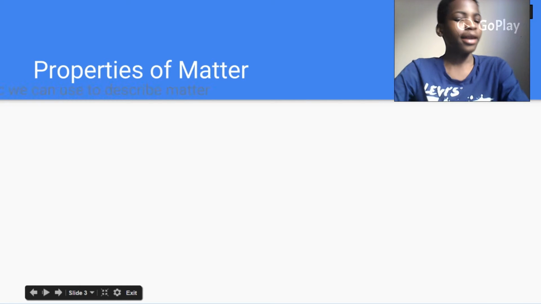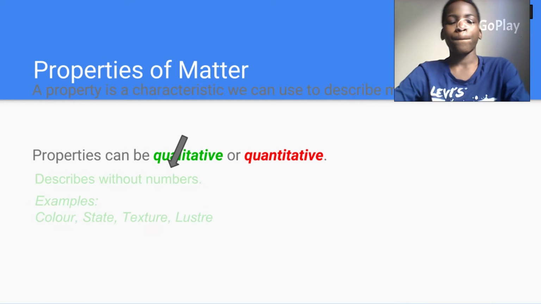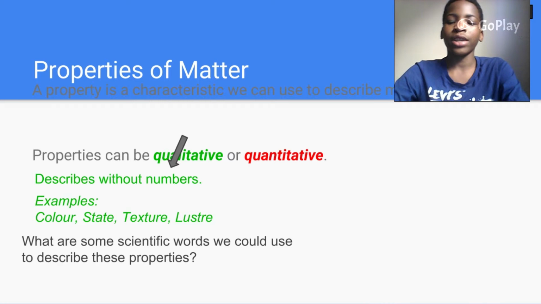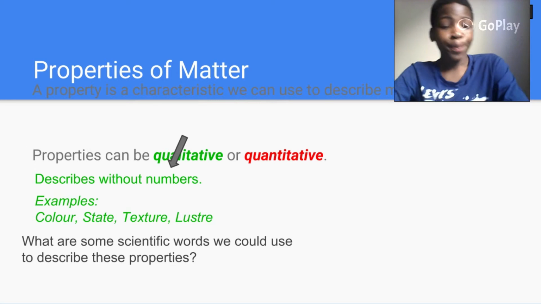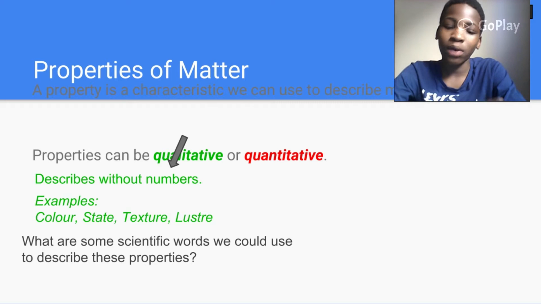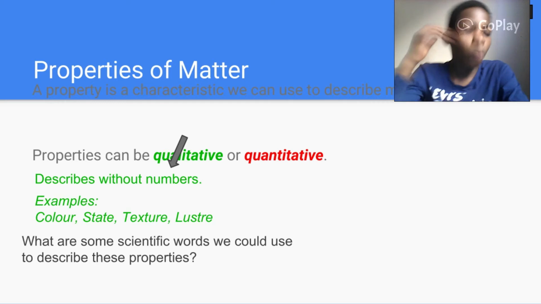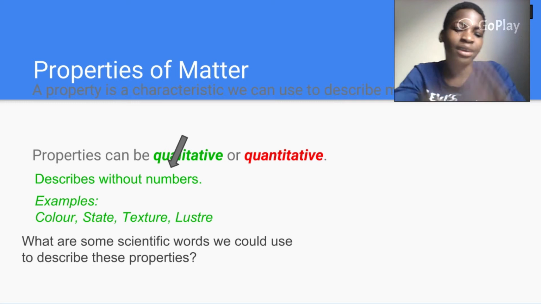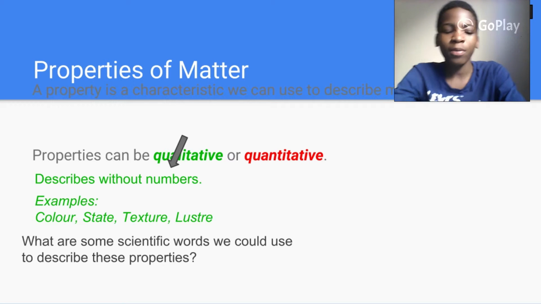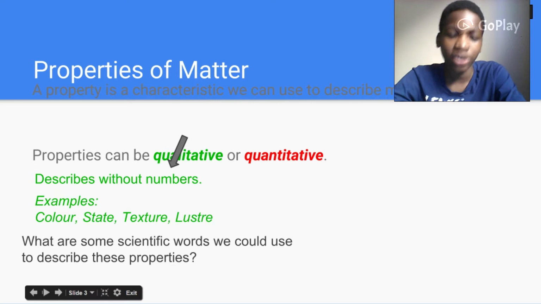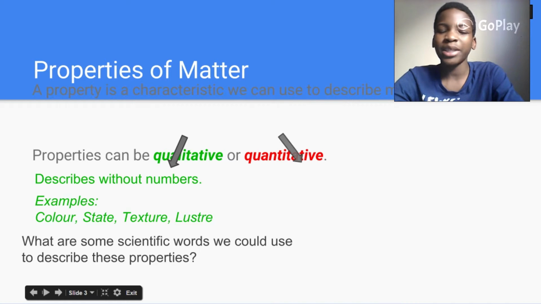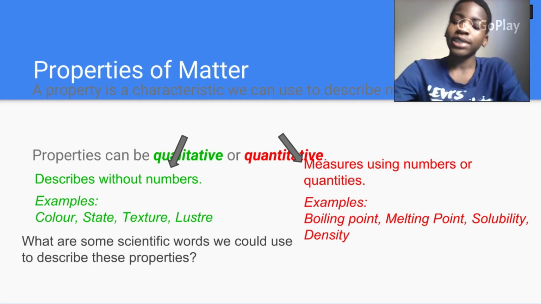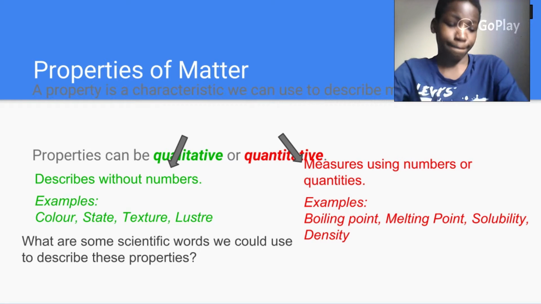Next slide. Properties of matter. Properties are characteristics we can use to describe matter. Properties can be qualitative or quantitative. Some examples of qualitative would be color, state, texture, and luster. And some examples of quantitative would be boiling point, melting point, solubility, and density.